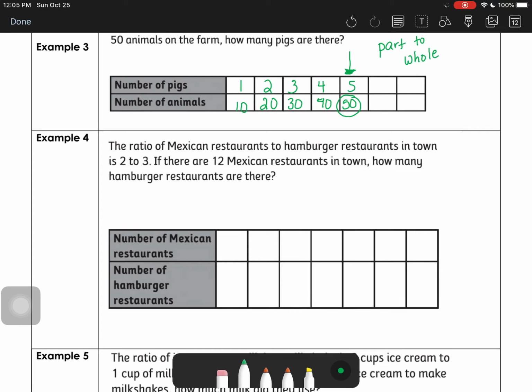The ratio of Mexican restaurants to hamburger restaurants in town is 2 to 3. So we want to figure out if there are 12 Mexican restaurants. Okay, so let's take a look at that. 12 Mexican restaurants. What do we do to the 2 to get 12? We multiplied by 6. So we can also multiply by 6 to come up with an equivalent ratio, and that would be 18. So there would be 18 hamburger joints. This is a part to part.